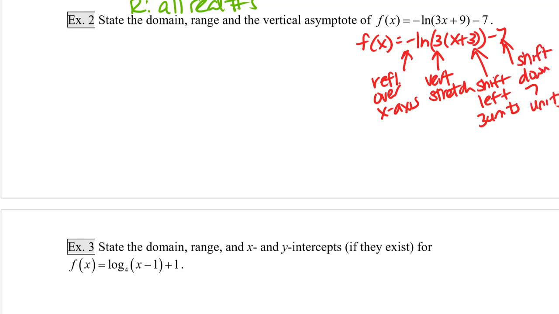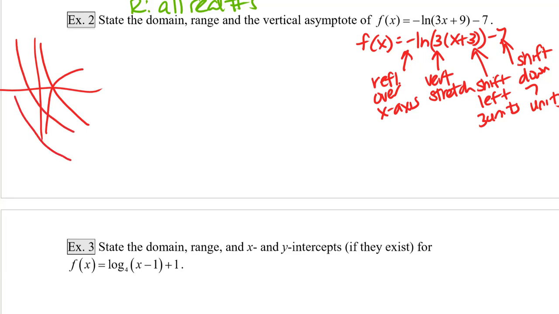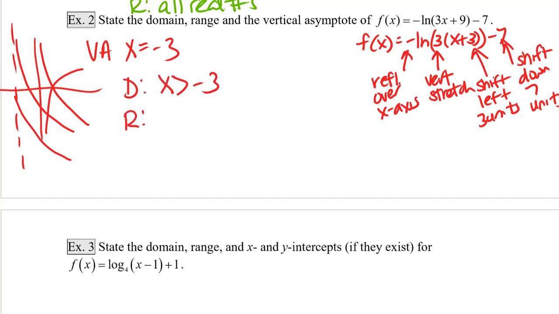So even though we start with a graph that looks like this, we reflect it over the y-axis, we move it 3 units to the left, and then finally 7 units down. The only thing that affects the domain and range is the fact that our vertical asymptote moved from x equals 0 to x equals negative 3. That means that the domain is x has to be greater than negative 3, and the range is all real numbers.